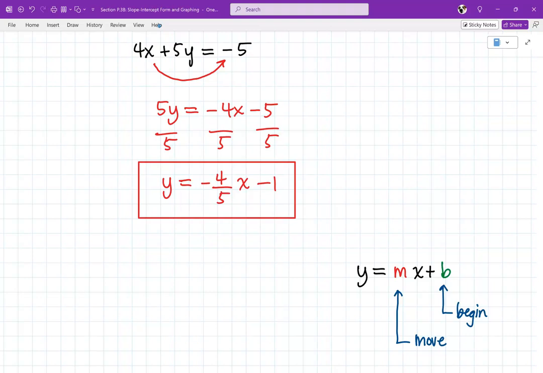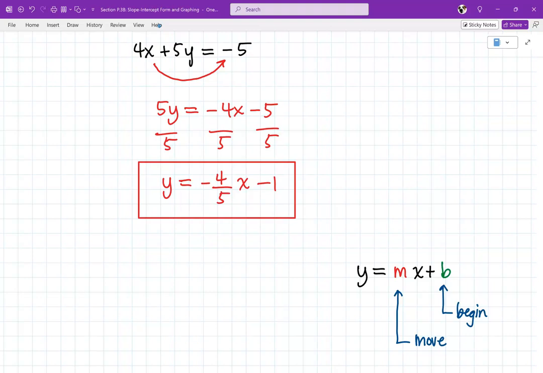So now that it's in y equals mx plus b, according to that equation, where am I going to begin? Where do I start? According to this equation, what's my begin? Negative 1. I'm going to go to my y-axis, and at negative 1, I'm going to put a dot. And then from that dot, I'm going to move. Which way do I move, up or down? Down, because it's negative. How many times? 4 times. And then how many times to the right? 5 times. And then I connect the dots.